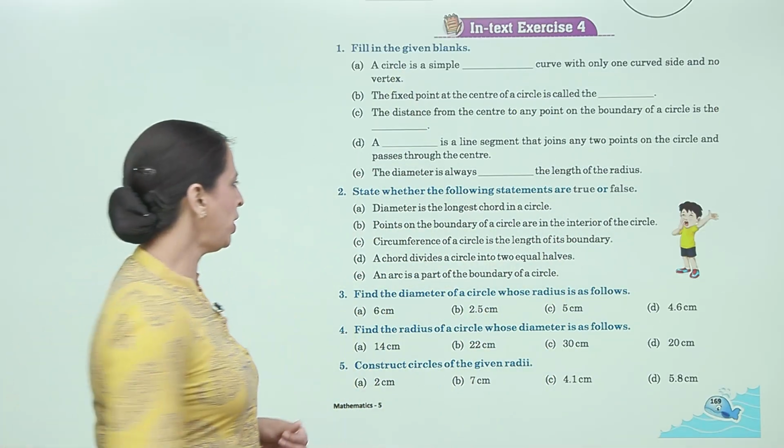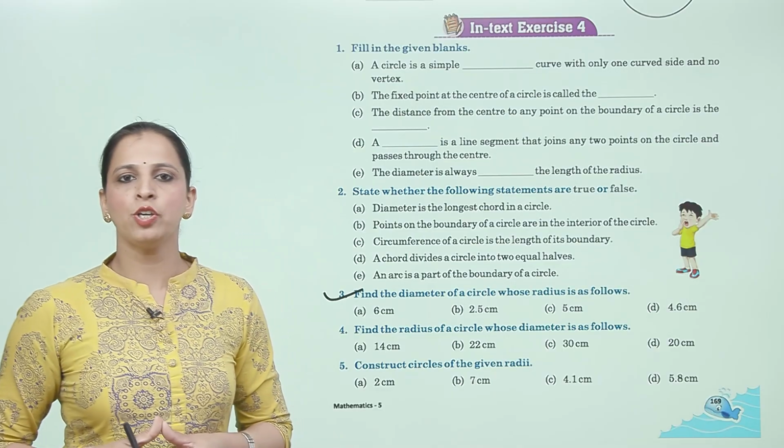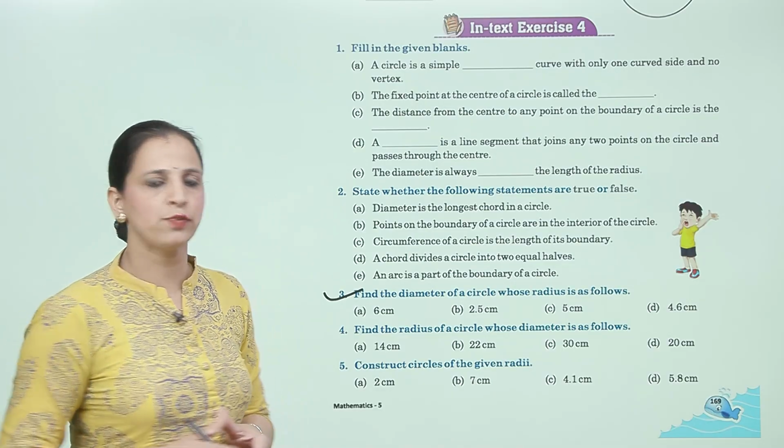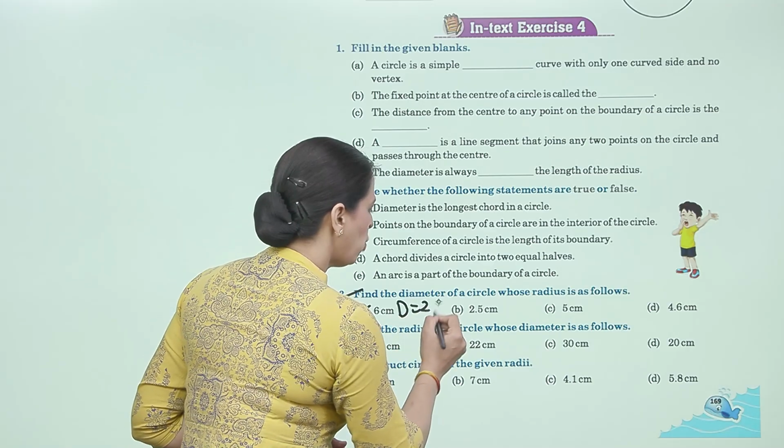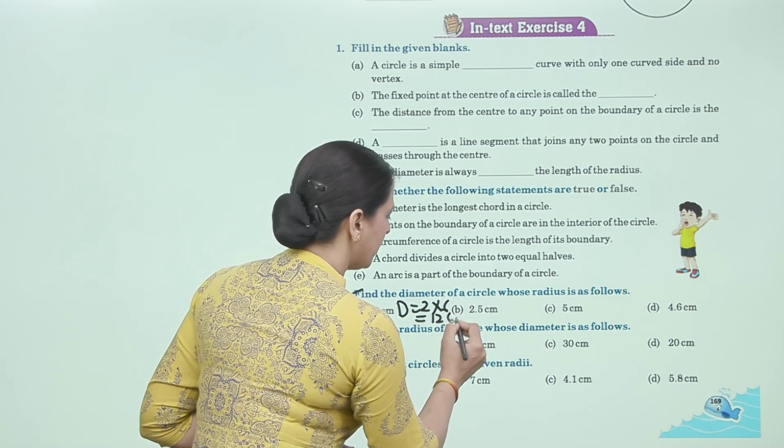Now next, question number 3, find the diameter of a circle whose radius is as follows. A, 6 centimeter. So diameter is 2 multiplied by 6 is equals to 12 centimeter.